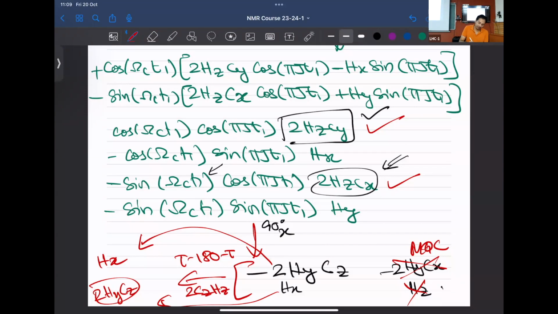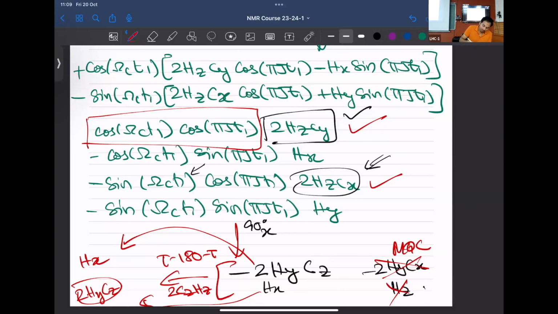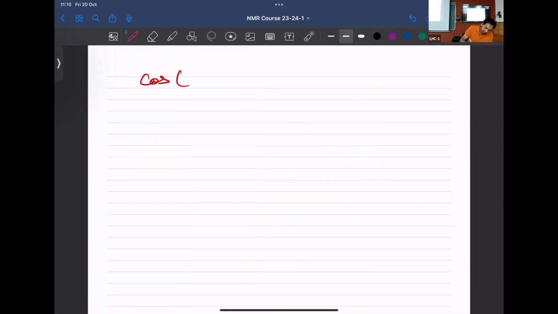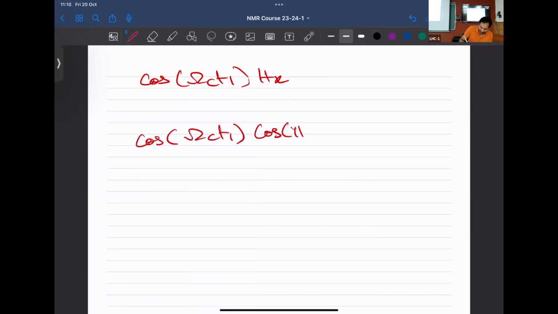So overall, what you're able to see, the only addition that comes up to this entire scheme of things, when you remove the 180-degree pulse at the middle of T1 evolution from the proton channel, is that instead of having cos omega C T1 HX, you will end up getting cos omega C T1 cos pi J T1 HX.